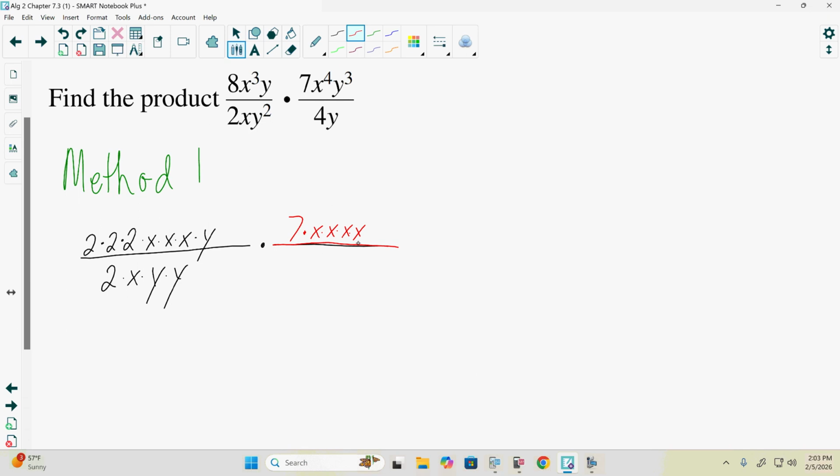Y cubed tells me that I'm multiplying y by itself 3 times. On bottom, 4y, well, 4 is just 2 times 2, and then we have it multiplied by y. Okay, so the first main step with method 1 is we rewrite it into its simplest terms.